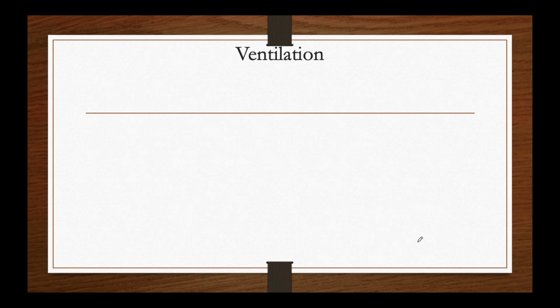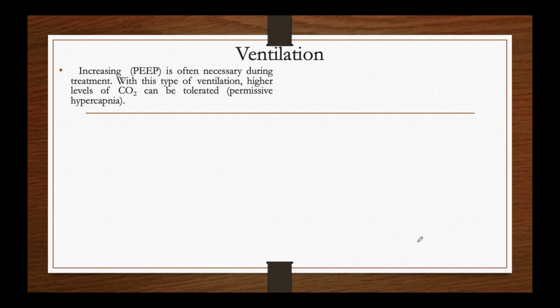So in ventilating the patient, we also provide positive end expiratory pressure to this patient, and this is often very necessary during the treatment phase. And with this type of ventilation, higher levels of carbon dioxide can be tolerated. That is, when we are able to give increasing PEEP at such a standard level, then the patient will be able to tolerate such levels of high carbon dioxide. And this is what we refer to as permissive hypercapnia.